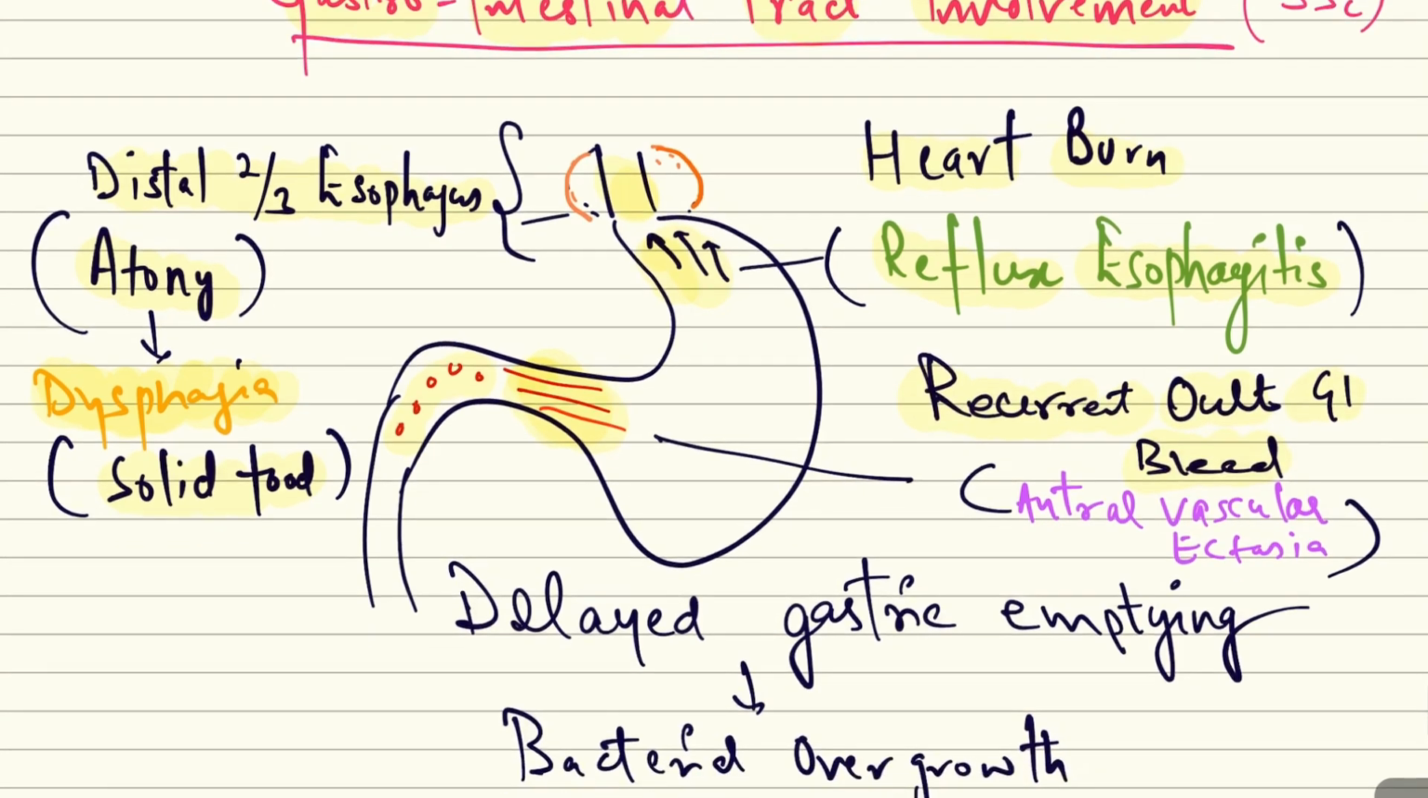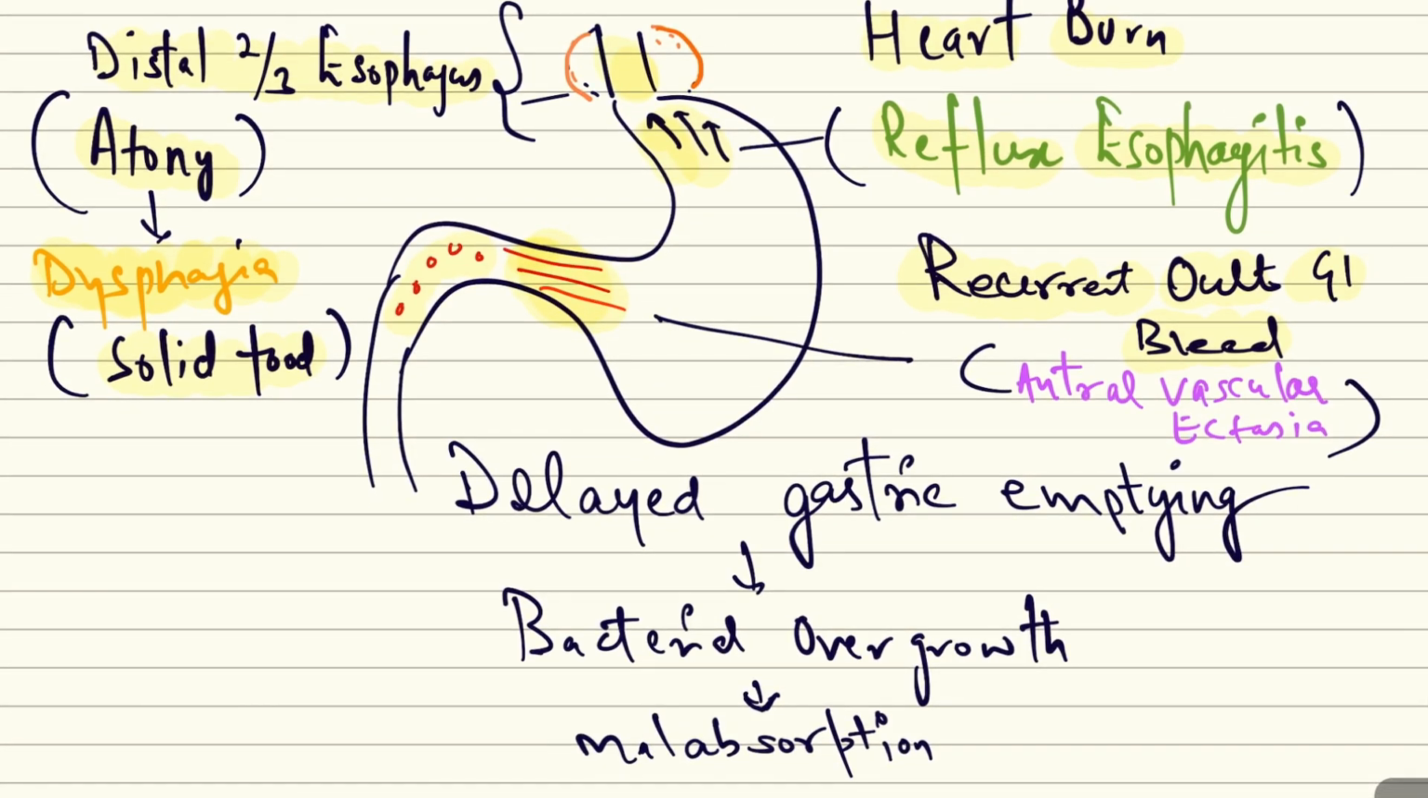Also, because the intestinal tract is atonic, this leads to delayed gastric emptying in patients of systemic sclerosis. Because of the delayed gastric emptying, this contributes to stasis, and bacteria start growing, and this leads to bacterial overgrowth in the intestine, and that further leads to malabsorption in these patients of systemic sclerosis.